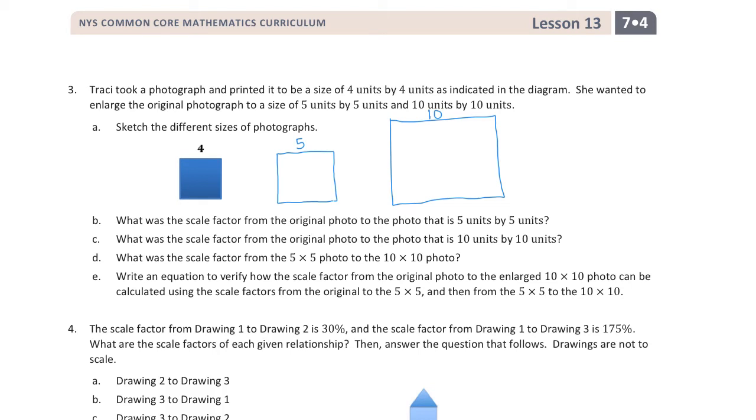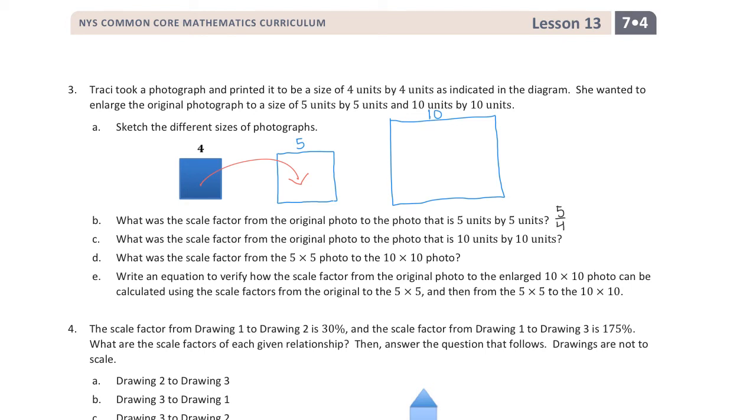Okay, now let's move on to B. What was the scale factor from the original photo to the photo that is 5 units by 5 units? So it wants us to go from this photo to this one. To find the scale factor, we have to take the 5 by 5 enlargement, and we know that that's going to be 5 over 4.